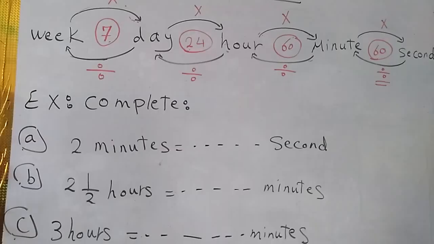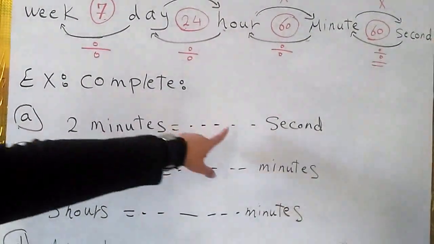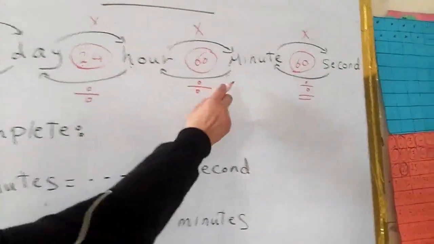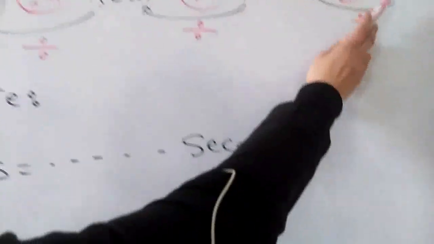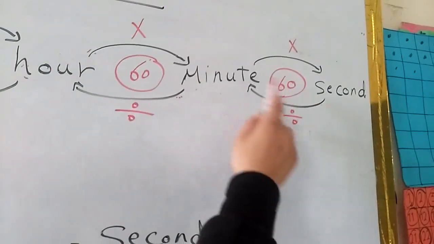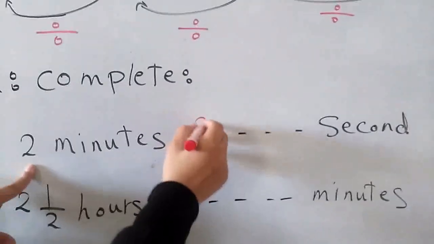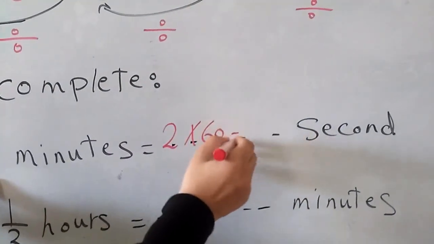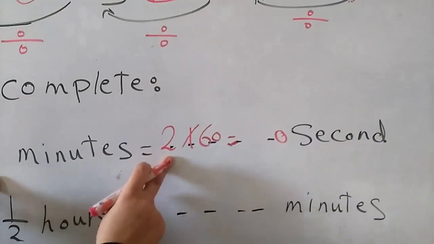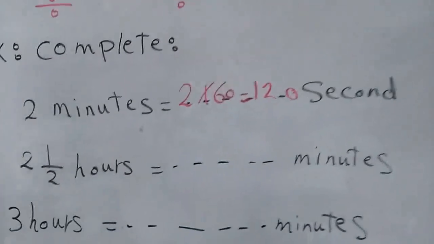Okay, let's take an example. Number A, 2 minutes equals how many seconds? I convert from minutes to seconds. So I move from the bigger to the smaller, so we multiply by 60. And I have 2 minutes, so I write 2 times 60, and I put 0 on the right when I find any zeros and multiply. Then 2 times 6 equals 12, so 120 seconds.